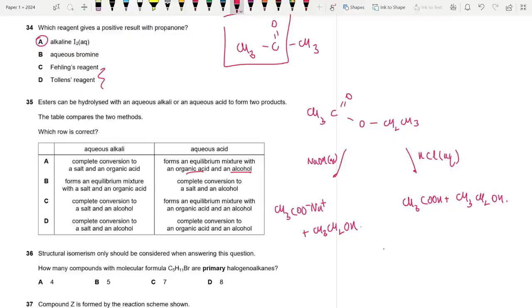Let's try to figure out what is wrong and why this isn't the correct answer. What determines whether it turns into a complete conversion or whether it's in equilibrium?